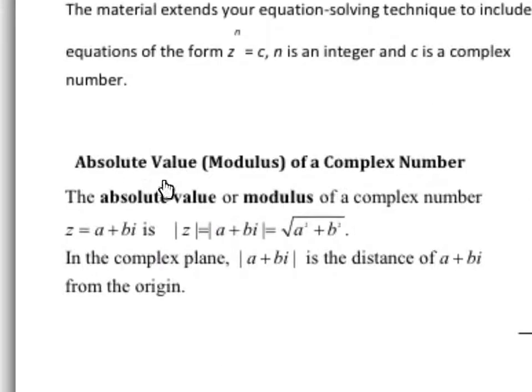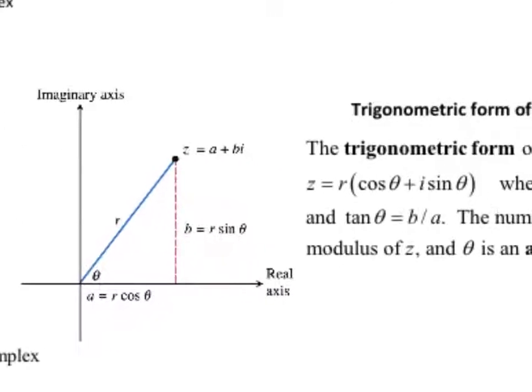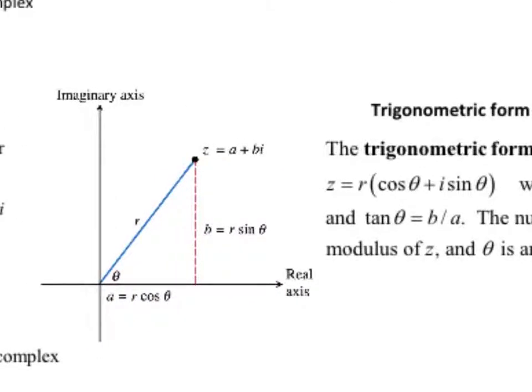Okay. Absolute value, modulus of complex numbers. The absolute value or modulus of a complex number, z equals a plus bi. Well, the absolute value of z is the absolute value of a plus bi, which is square root of a squared plus b squared, which we've seen. Okay? In the complex plane, a plus bi is the distance of a plus the distance of bi from the origin. Okay? So if we look, it is talking about this distance.